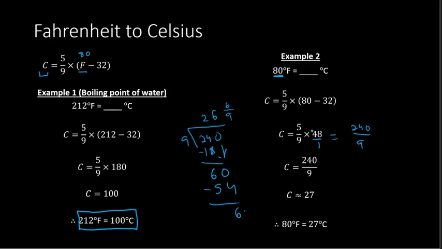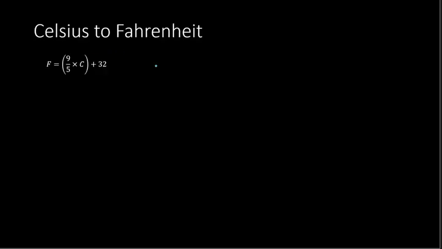And then again, if you're using a calculator to do the 5/9 times 48 right here, you would do 5 divided by 9 times 48. And that would give you the 26 and 6 ninths on your calculator. So we've converted from Fahrenheit to Celsius, and now we're going to convert from Celsius to Fahrenheit.